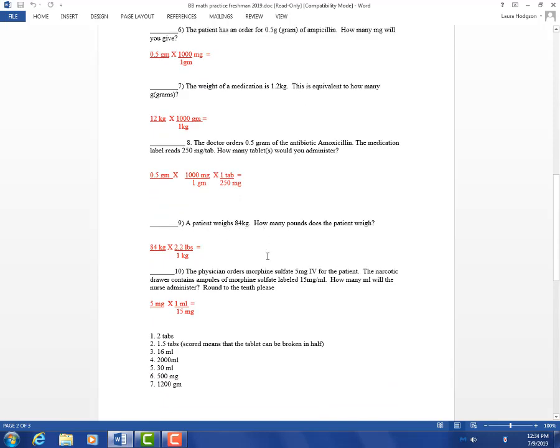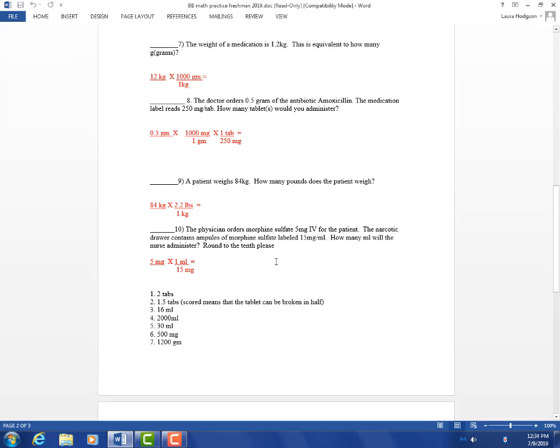This one is, again, just a straight over conversion. And this one is just basically the same thing that we've done: the physician ordered 5 milligrams, and it comes in 15 milligrams per milliliter. This one, if there are no specific rules, you could leave it mathematically correct, which is to the thousandths place, or round to the hundredths. This one actually asks you to round to the 10th.